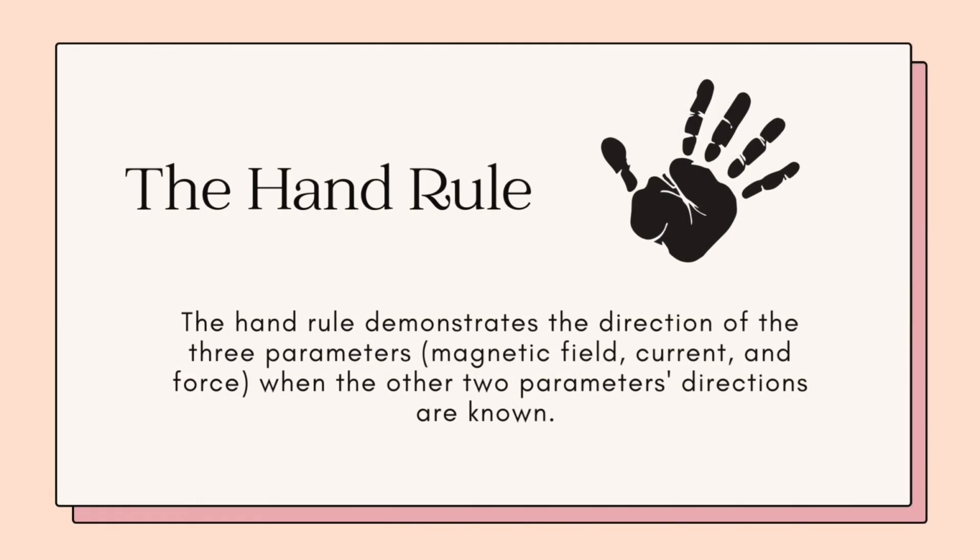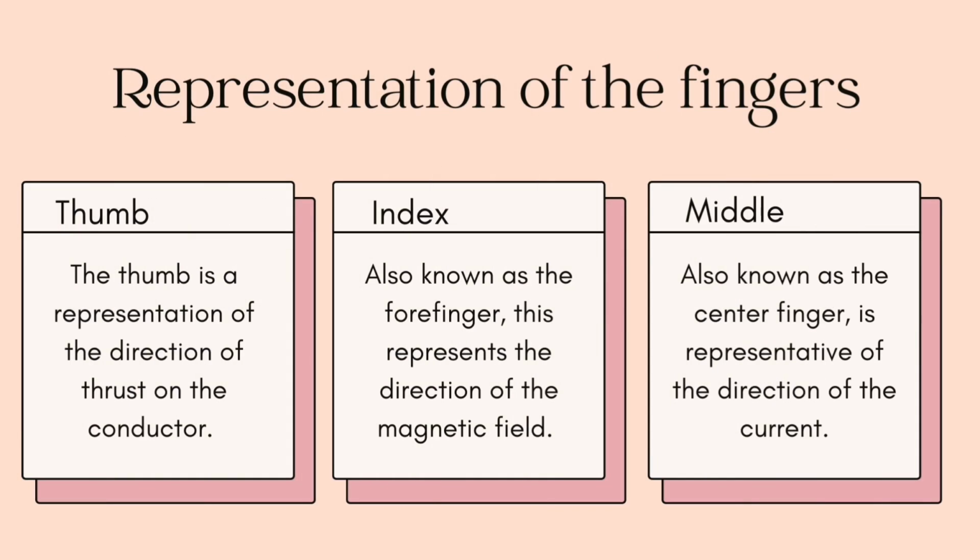The hand rule. The hand rule demonstrates the direction of the three parameters, including magnetic field, current, and force, when the other two parameters' directions are known. Representation of the fingers. Thumb: the thumb is a representation of the direction of thrust on the conductor. Index, also known as the forefinger: this represents the direction of the magnetic field. Middle, also known as the center finger, is representative of the direction of the current.